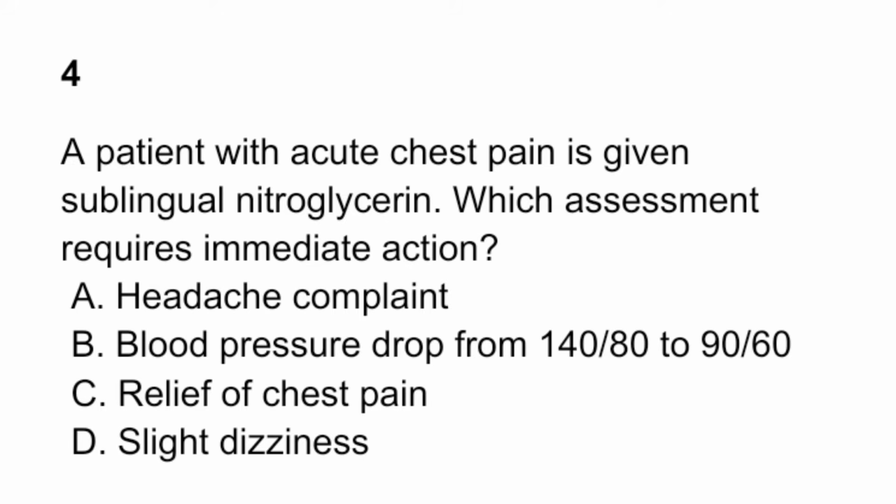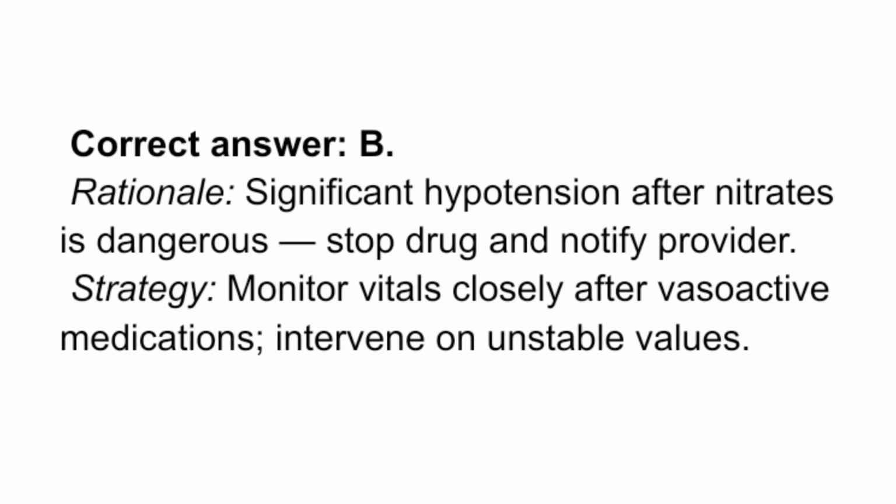4. A patient with acute chest pain is given sublingual nitroglycerin. Which assessment requires immediate action? A. Headache complaint. B. Blood pressure drop from 140/80 to 90/60. C. Relief of chest pain. D. Slight dizziness. Correct answer, B. Rationale: significant hypotension after nitrates is dangerous, stop drug and notify provider. Strategy: monitor vitals closely after vasoactive medications, intervene on unstable values.